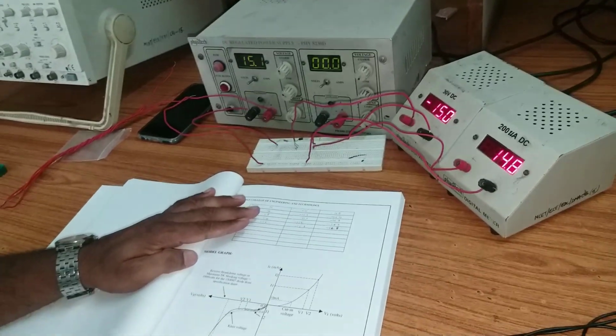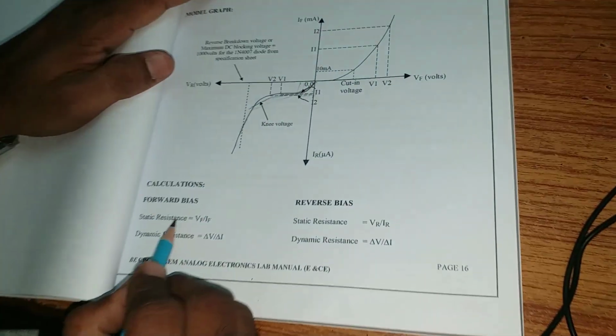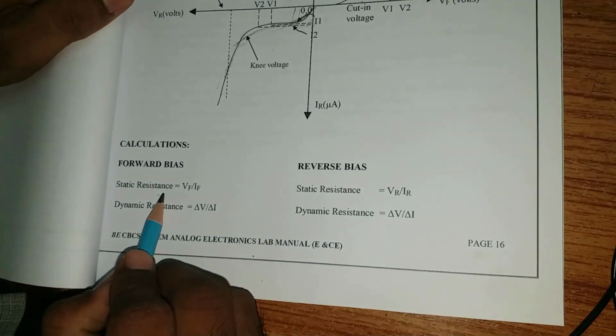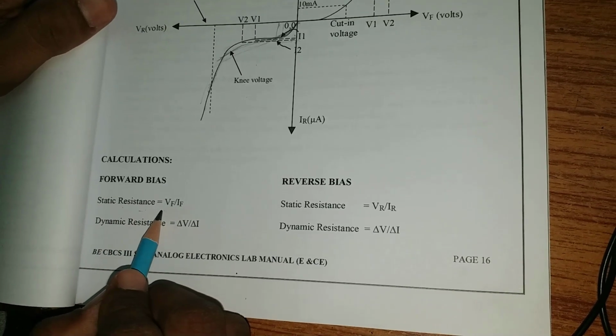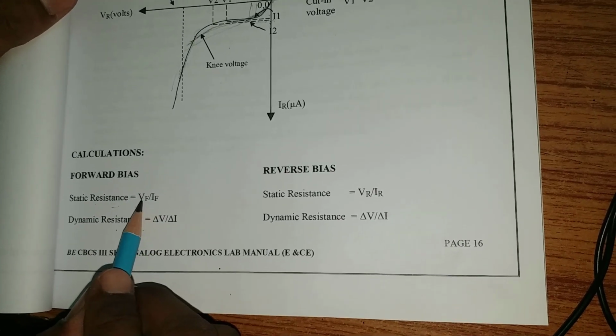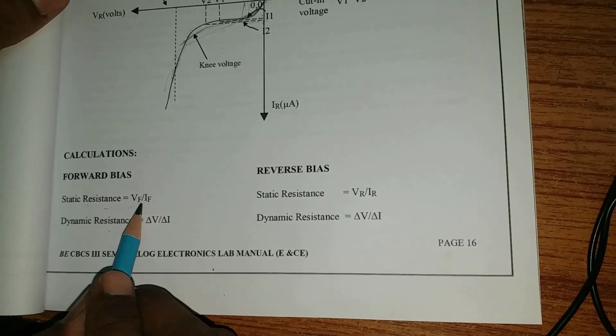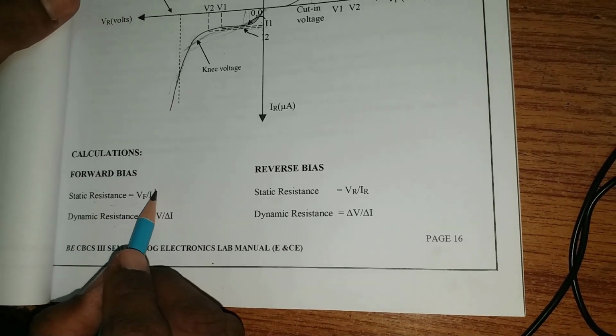The next topic is the calculation of static and dynamic resistance. Another name for static resistance is DC resistance. Another name for dynamic resistance is AC resistance, meaning it changes. For DC, only one value you can take after the cut-in voltage, VF by IF.